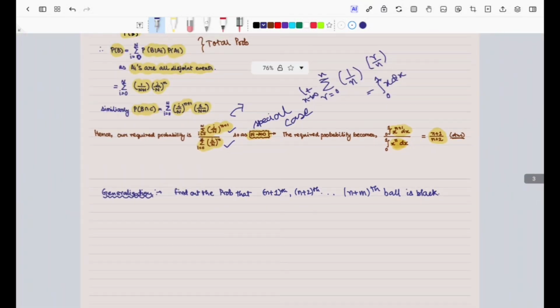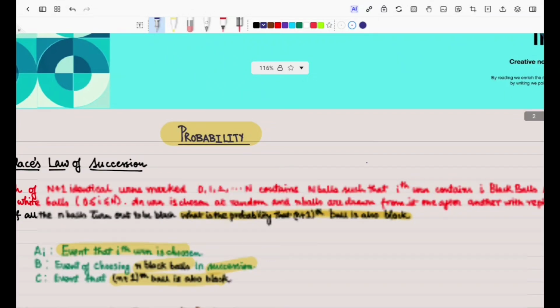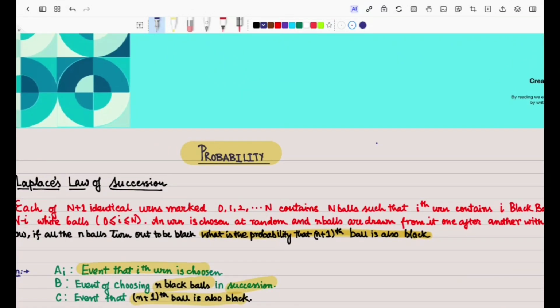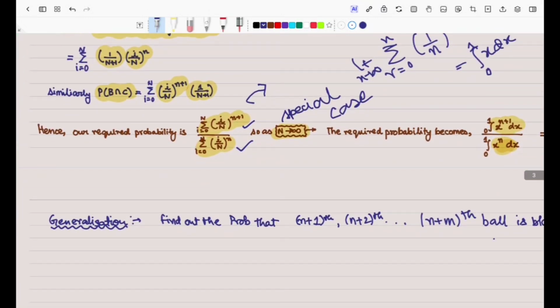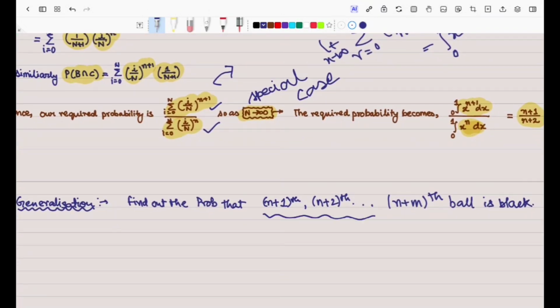Now the given conditions are the same. So what you need to do is, instead of the first n balls being black and then finding the probability that the n plus 1th is also black, you now try to find the probability that the following given balls are black, like the last m balls are black. You need to find that probability. So this is a particular generalization to the problem. Putting n equal to 0 and m equal to n, you can already get the following problem.